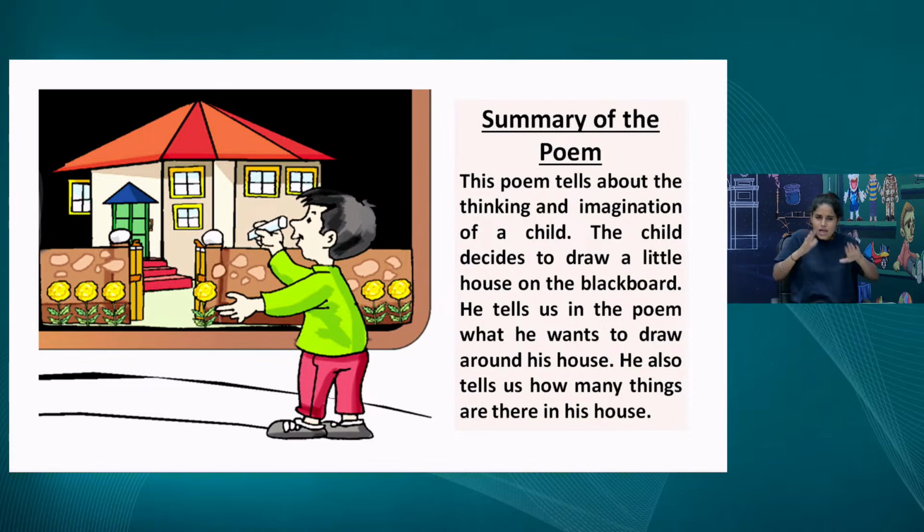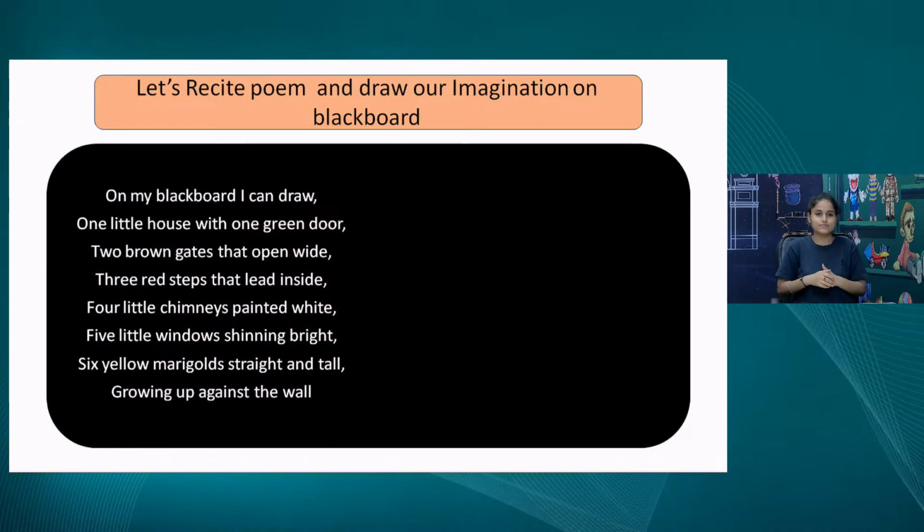The child decided to draw a little house on the blackboard. He tells us in the poem what he wants to draw around his house. He also tells us how many things are there in his house. So let's conduct an activity now. We'll recite it and conduct an activity.